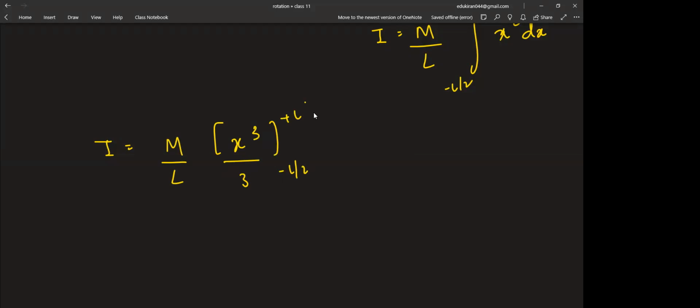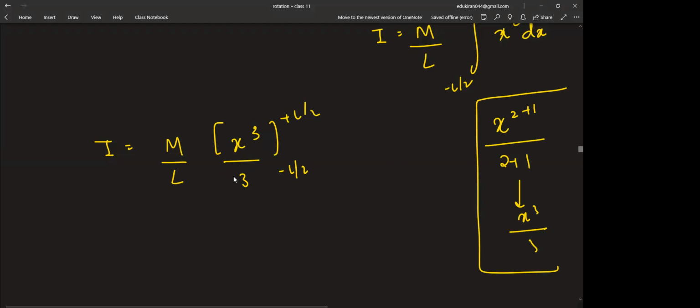Let's substitute the value. I hope you know how it is done. X to the power 2 was there, so plus 1 divided by 2 plus 1. That gave us x cube by 3 in integration. So let's put the values.